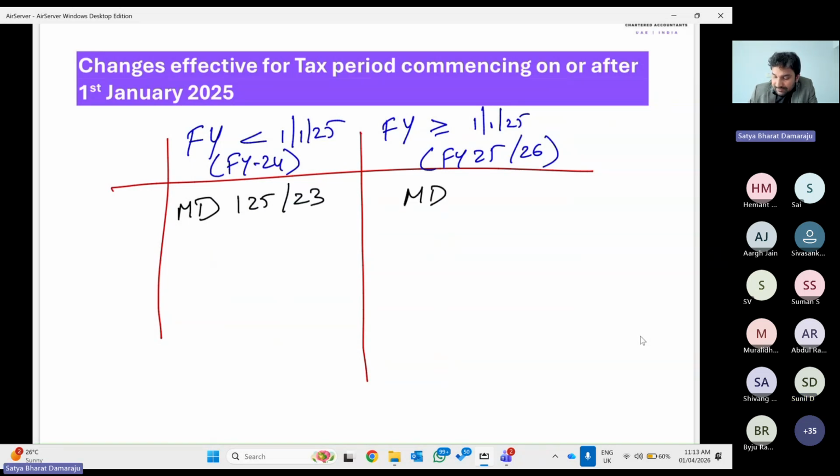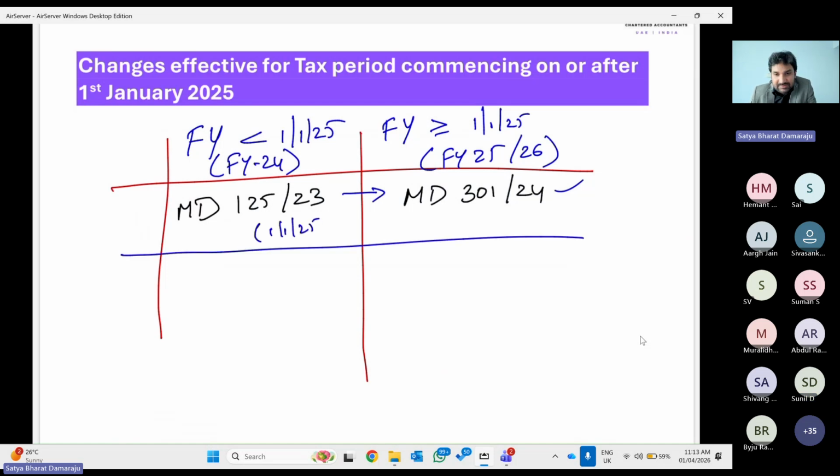Now we have to refer to Ministerial Decision number 301 of 2024. What is the difference? There are a decent amount of changes between these two ministerial decisions, but not very substantive. But yes, it is worthwhile. We have to go through the 301 and understand the differences that they brought in. Ministerial Decision number 125 got repealed effective from 1st of January 2025. So there are changes.